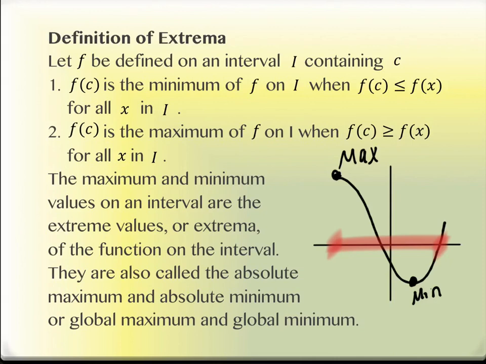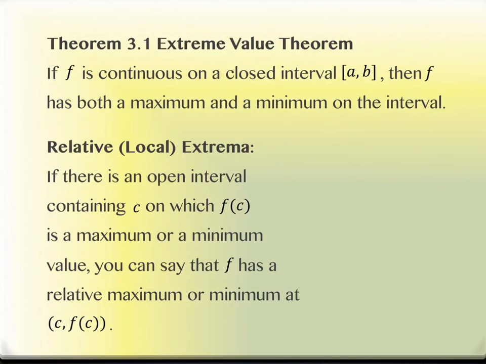Now the extreme value theorem says that I've always got one. If f is continuous on a closed interval, then f has to have a maximum and a minimum on the interval. So it's never does not exist. They will exist. And they will exist at either the endpoints or at these peaks or valley points.